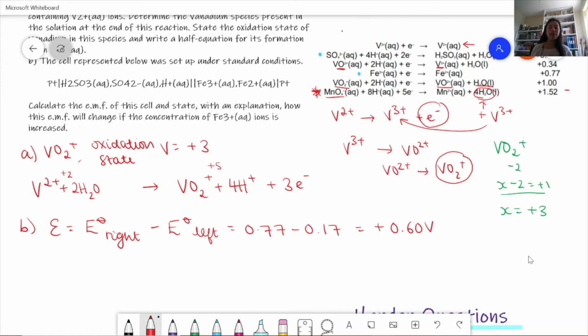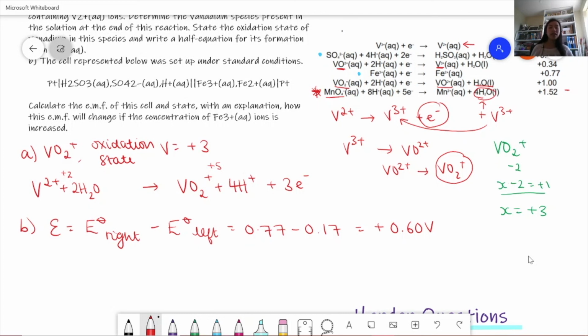And so what happens is that, firstly, the H2SO3 and SO4 2- half cell is reducing the Fe3+/Fe2+. So it's reducing the Fe3+ ion by giving it an electron to form the Fe2+ ion. And so if we increase the concentration of Fe3+, that means there are more of them to accept electrons. And so they accept more and more electrons, and that makes its standard electrode potential even more positive.